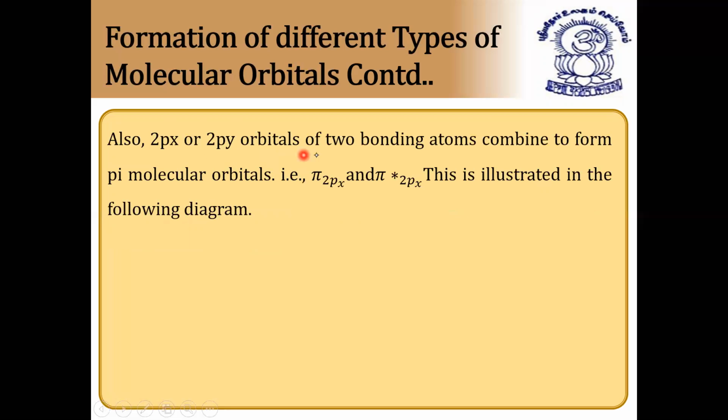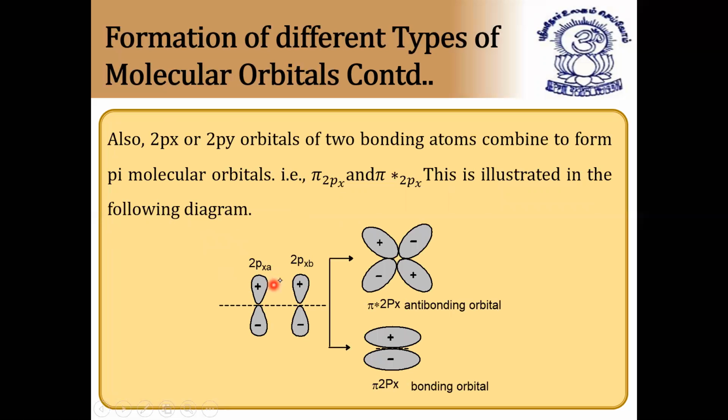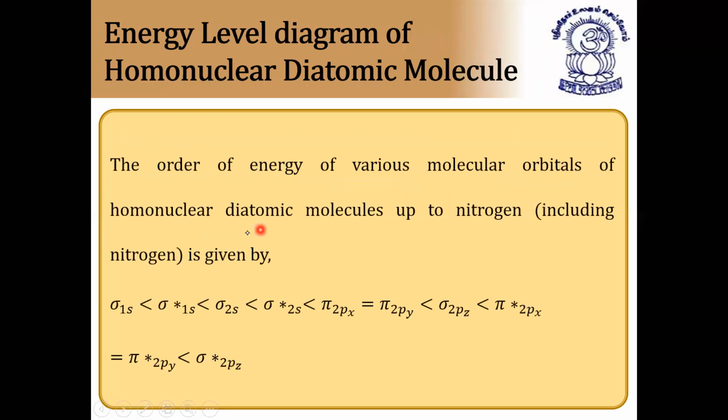Although 2px, 2p orbitals of two bonding atoms combine to form pi molecular orbitals, pi 2px, pi star 2px, pi 2py, pi star 2py. Let us see the following diagram. See, this is not end to end, this is sidewise. Sidewise overlapping leads to the formation of pi bonds, pi 2px, pi star 2px. Similarly, pi 2py, pi star 2py.